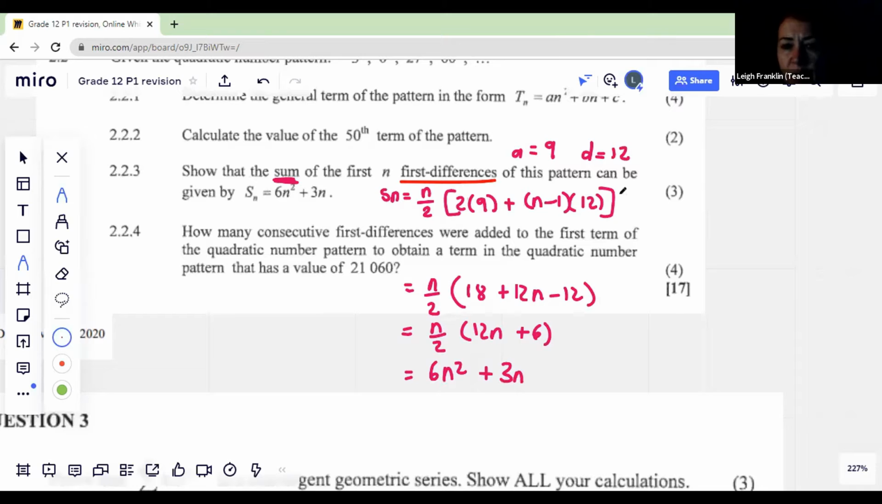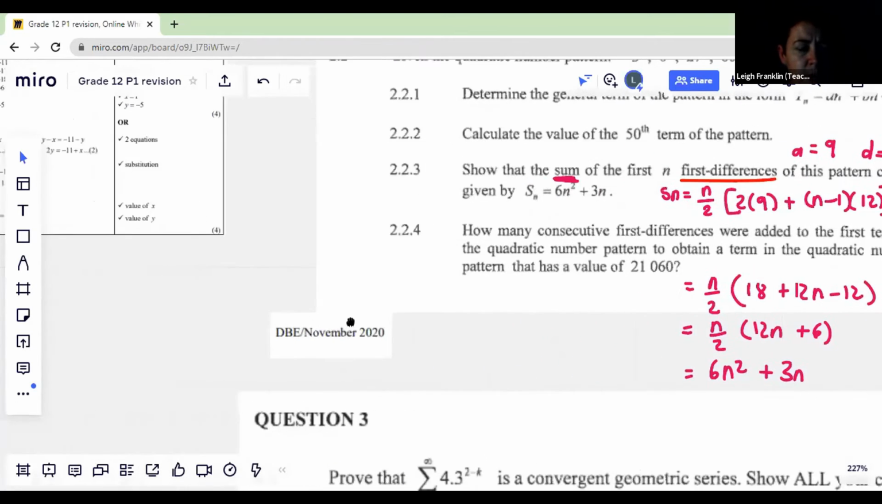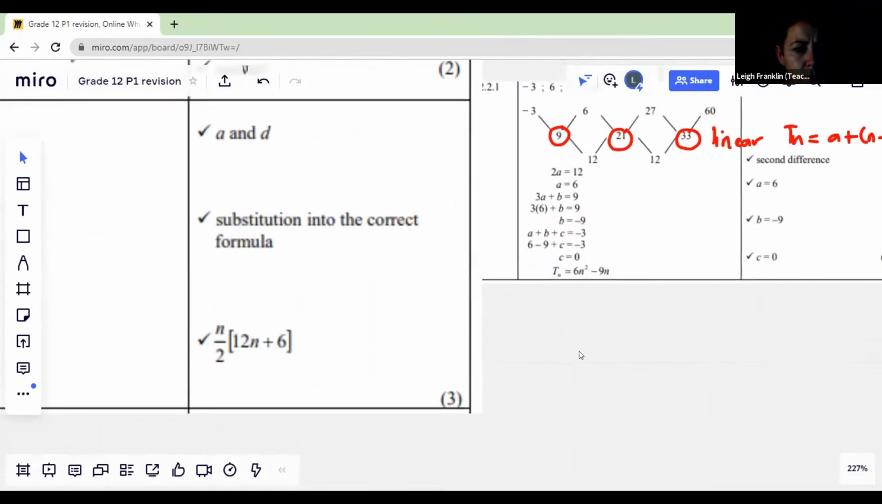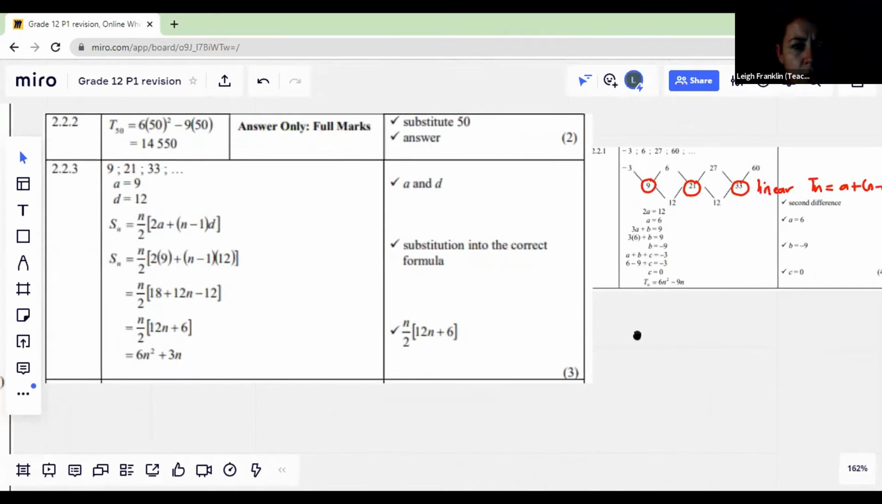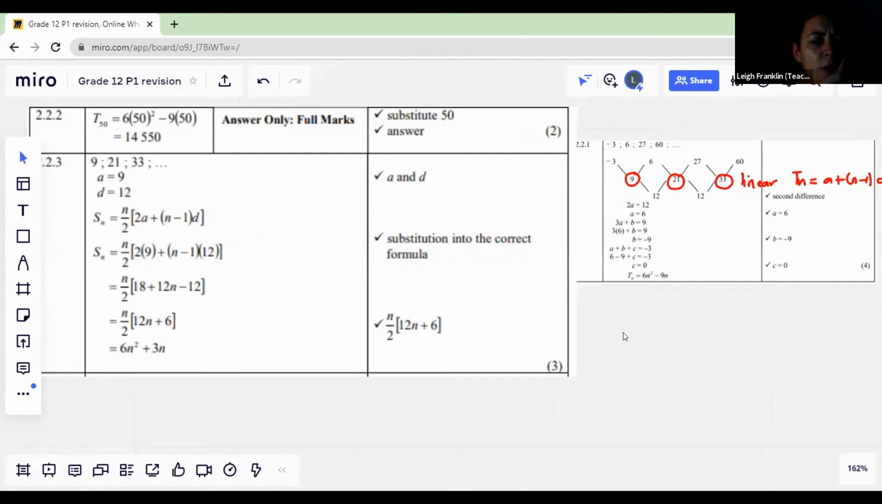Okay, so our marks here, we can't have a mark on the last line. Our mark is going to be for subbing in. And then I would think we would need to know what our A and our D are. Let's go and have a look at what they said the marks were on for 2.3. Okay, so there you go. All right. So the marks were for A and D, working out that A is 9 and D is 12, subbing into the formula. And then you also had to get the n over 2, and in brackets, 12n plus 6. Is everybody okay with that question? Thumbs up.